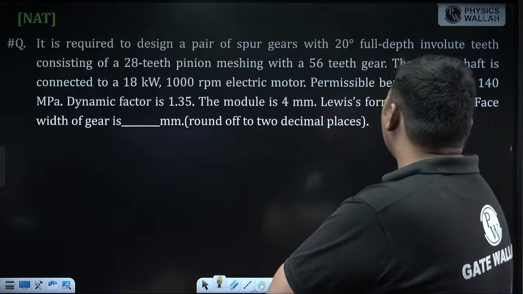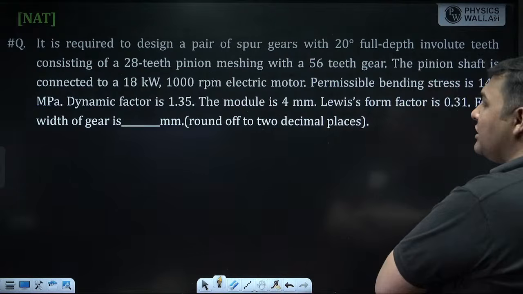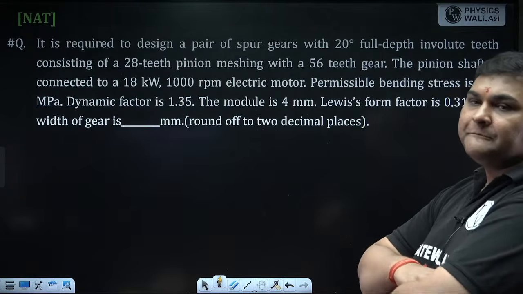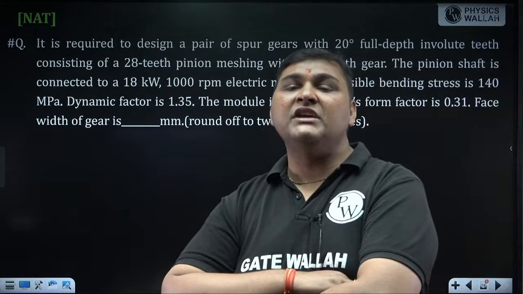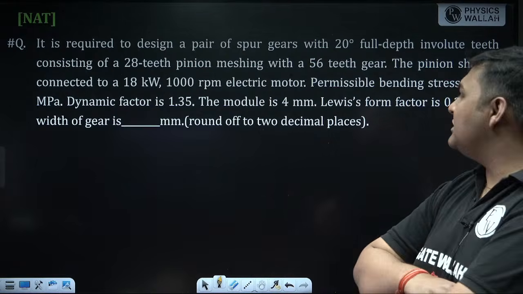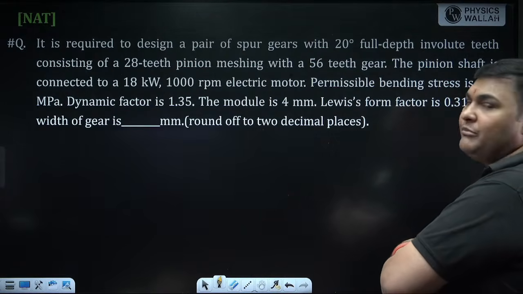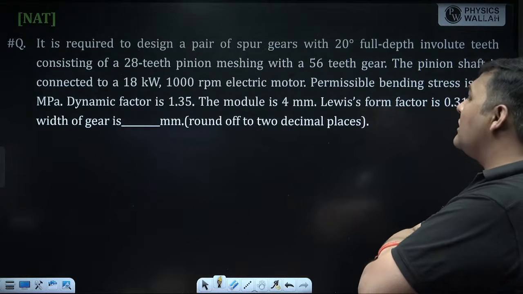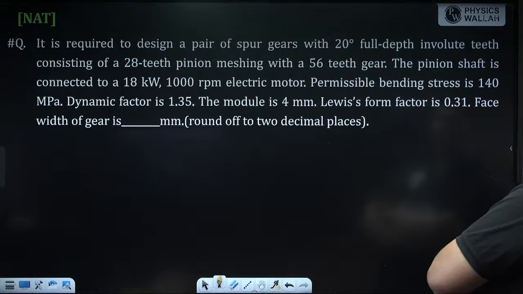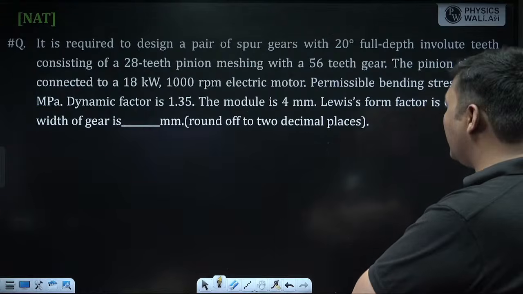Permissible bending stress is 140 megapascal. See, here only permissible bending stress is given. It means both gears, pinion and wheel, are made of the same material, and permissible stress of both gears is 140 megapascal. Now the dynamic factor is 1.35. Module is 4 mm. Lewis form factor is 0.31.